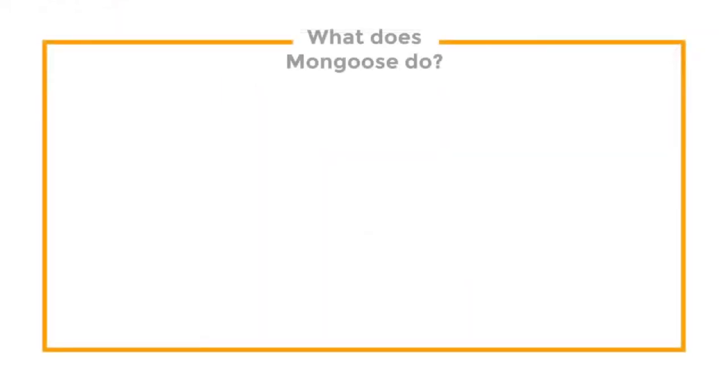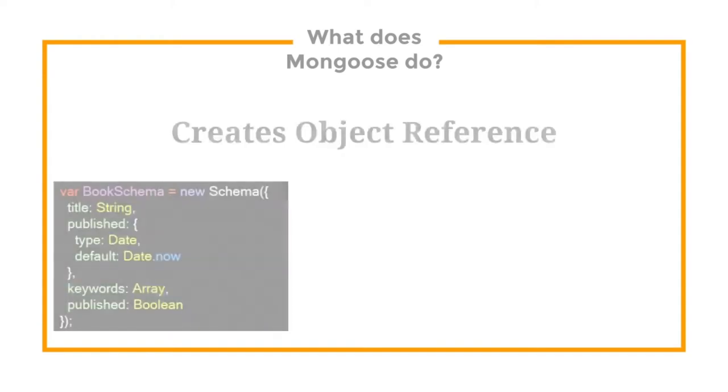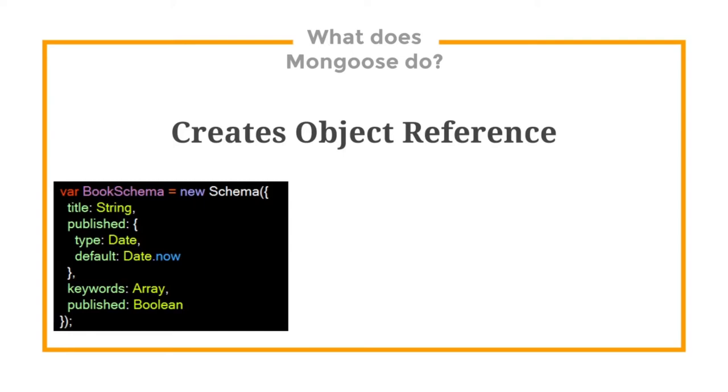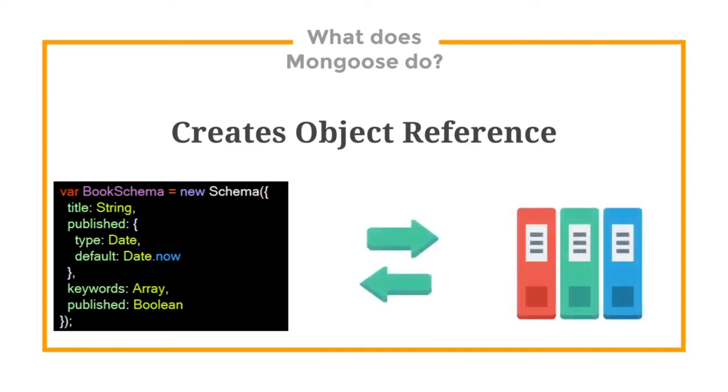So what does Mongoose do? Mongoose creates an easy-to-use object reference when interacting with MongoDB. And what makes Mongoose great is that our database gets modeled within our code.